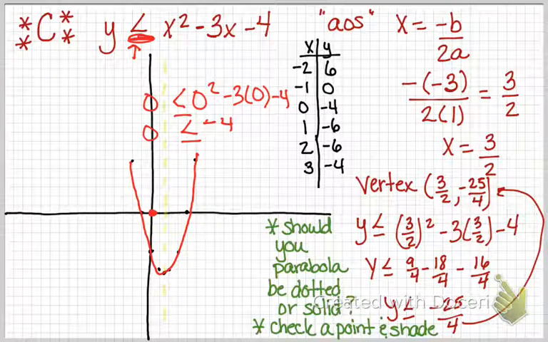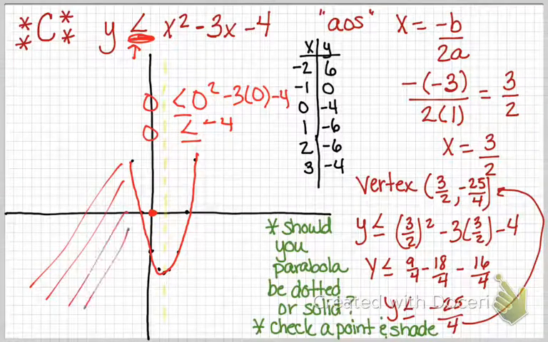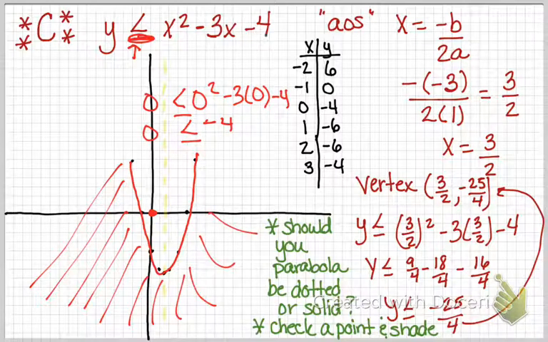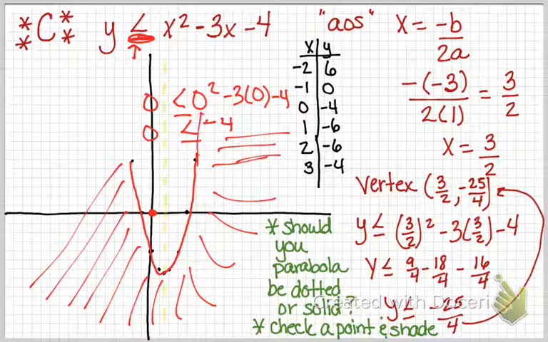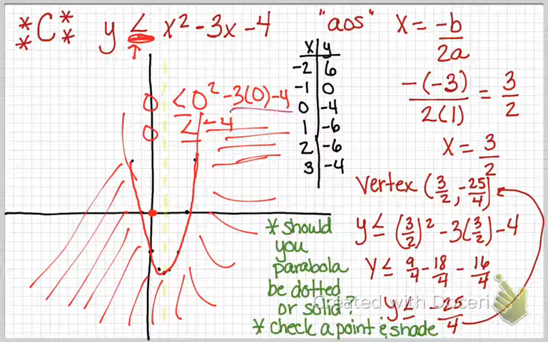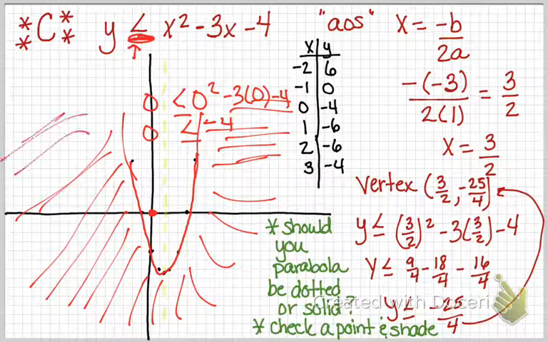Is that true? No. We know that 0 is greater than a negative number, so it can't be less than. So we can't shade inside the parabola. We would actually shade all of this area out here. And of course, our parabola could keep going forever and ever, and all of this would be our solutions.